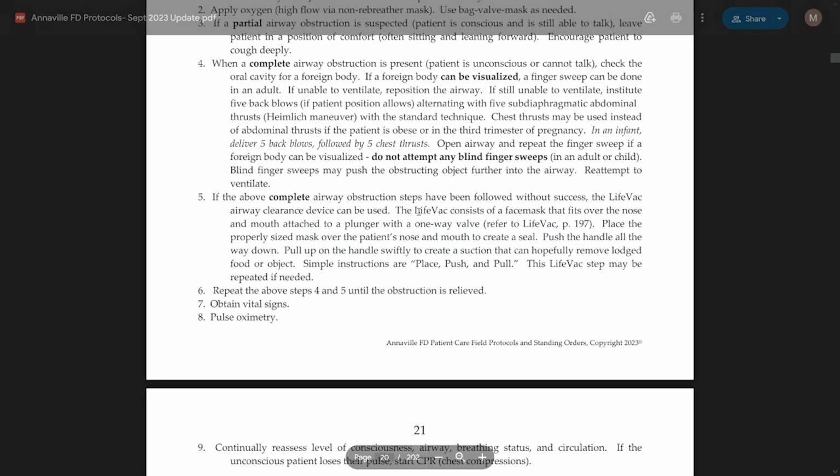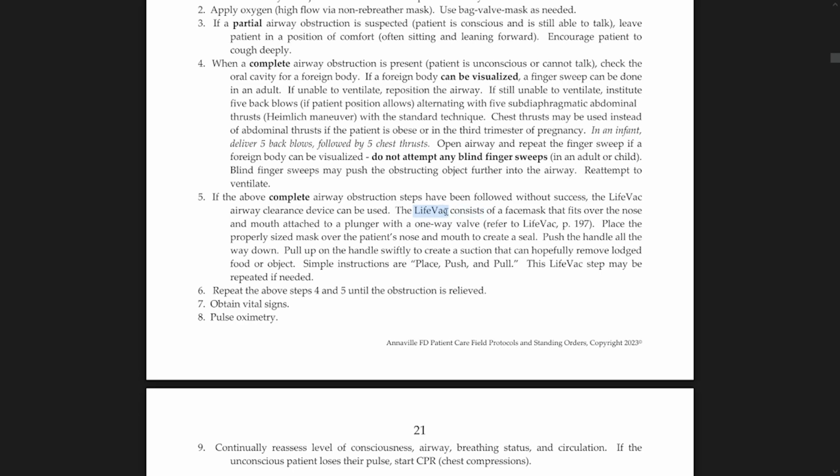I'd highly recommend looking into LifeVac. I don't think it's that expensive, and even if you're a civilian, you can get something like this on Amazon, and it can potentially save a child's life. So it's definitely something you want to consider having on hand. Simple instructions are place, push, and pull. The LifeVac step may be repeated if necessary.